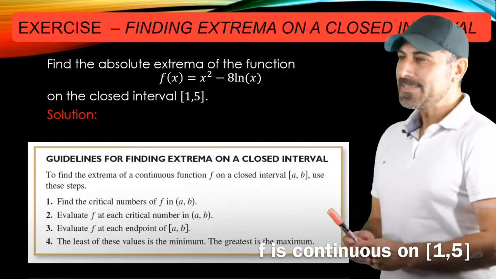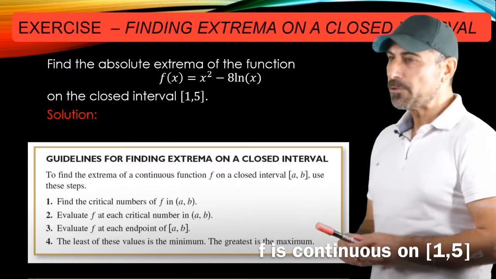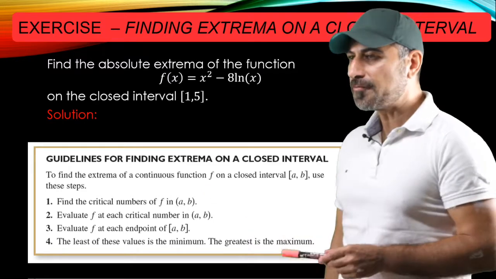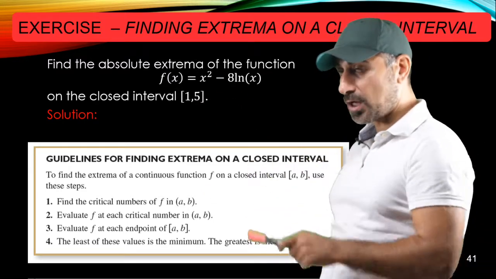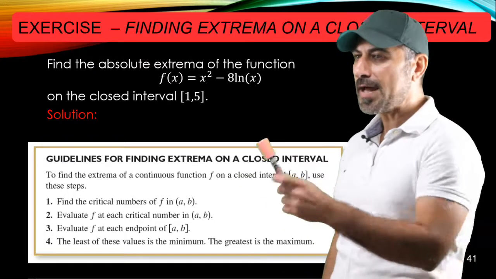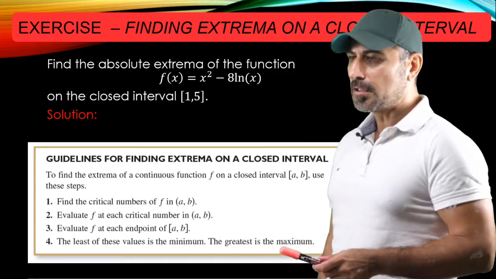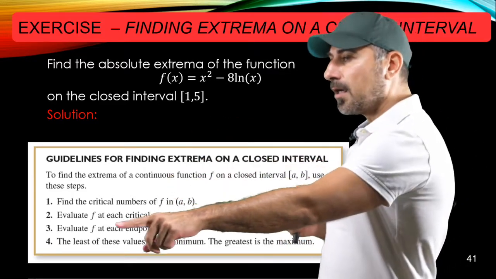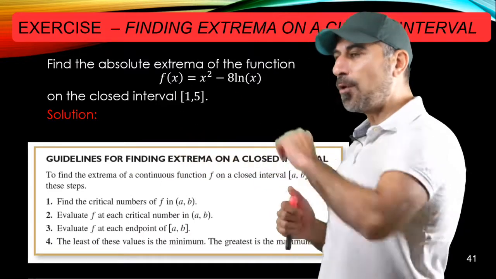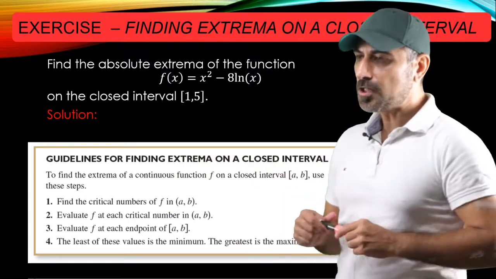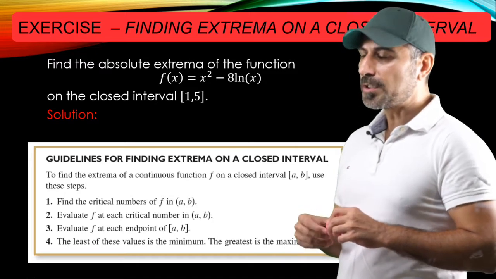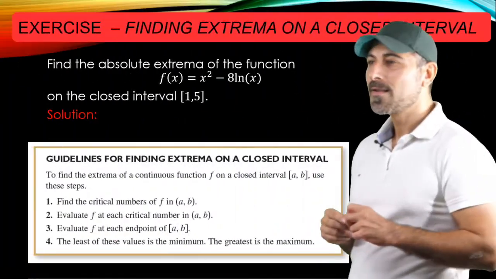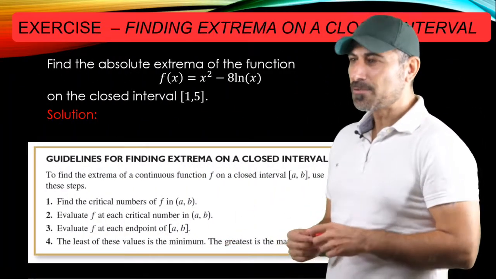And here is the guideline to find extrema on a closed interval. First we're going to find the critical numbers of f in the open interval 1 and 5 for our problem, and evaluate the function at the critical number or numbers if they exist. And then we're going to find f evaluated at the endpoints, and by checking those values we're going to find the least or the greatest ones. The least one is going to be the minimum and the greatest one is going to be the maximum. All right, so why don't we go ahead and hit the road.